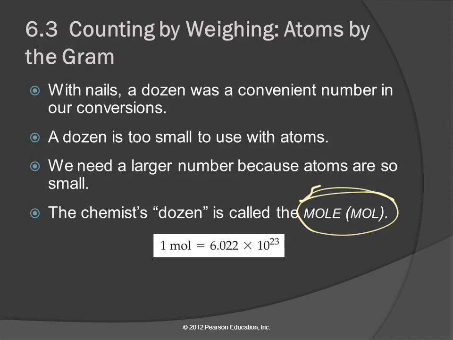And there is a reason for it being that number, but we don't care about that right now. It's just that number. So a dozen is 12. Why? Because it is. We've all agreed that a dozen is 12. A mole is this number. Why? Because the scientists decided that that's what it was going to be.